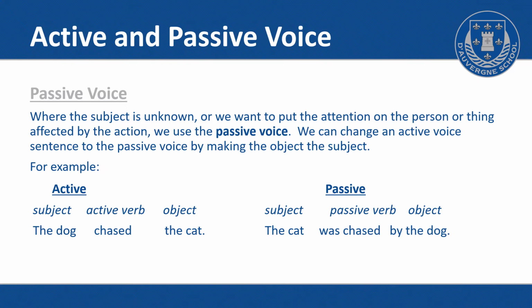We've got an active voice sentence. The dog chased the cat. So we can see that the dog, which is the subject, is the one doing the action of chasing the cat. Now, if we're to turn it around and make the object, the cat, into the subject, the cat was chased by the dog. You can see that the object is now the subject and the verb has been put into the passive form by using the verb to be and the past form of the verb, was chased.